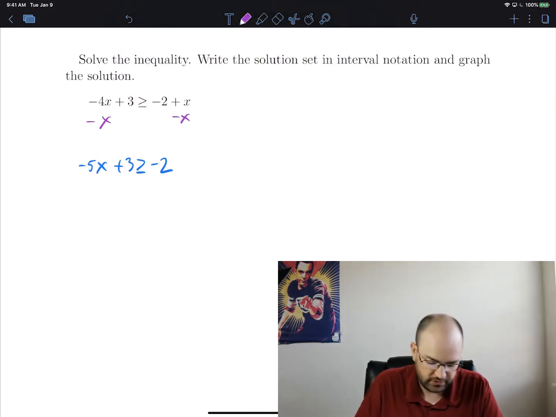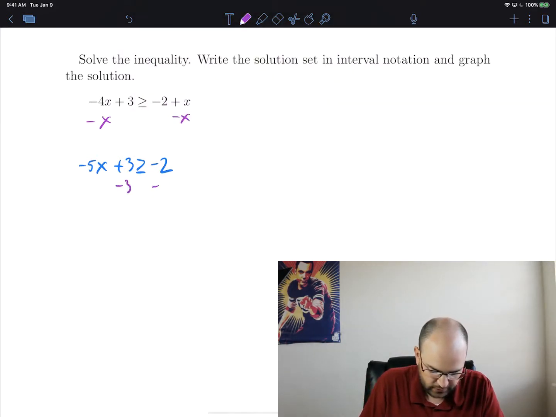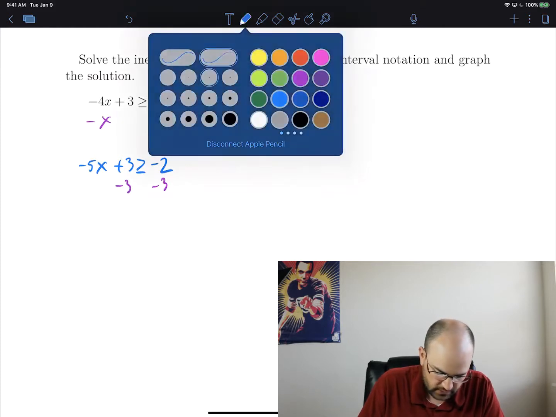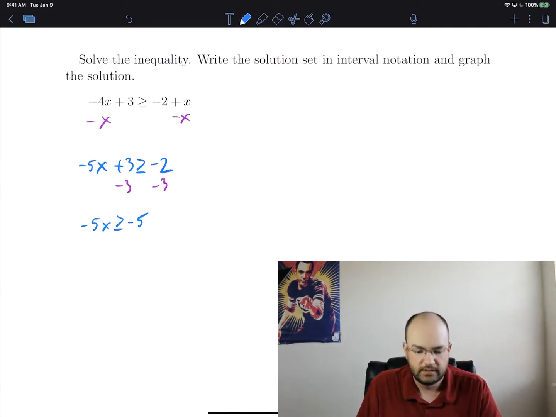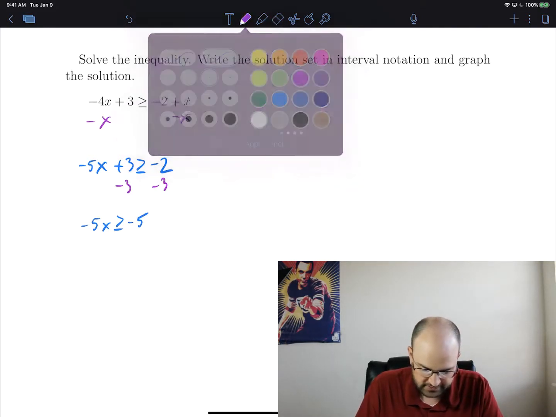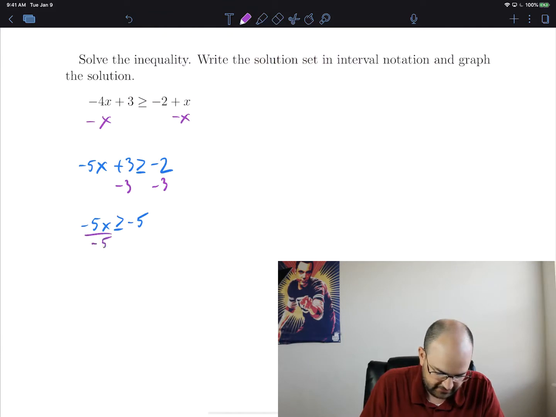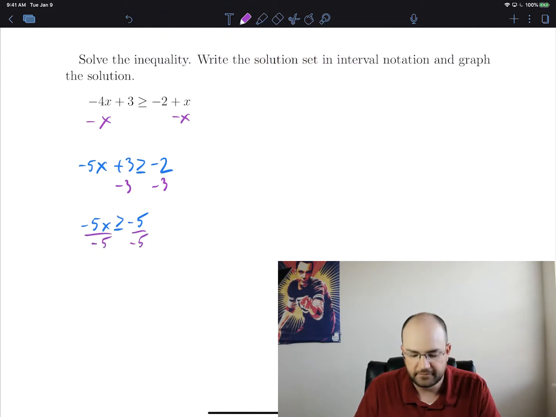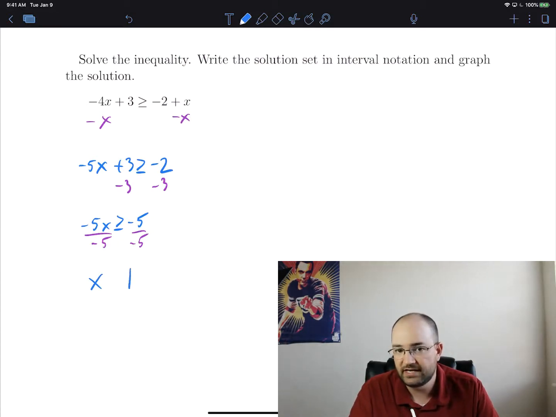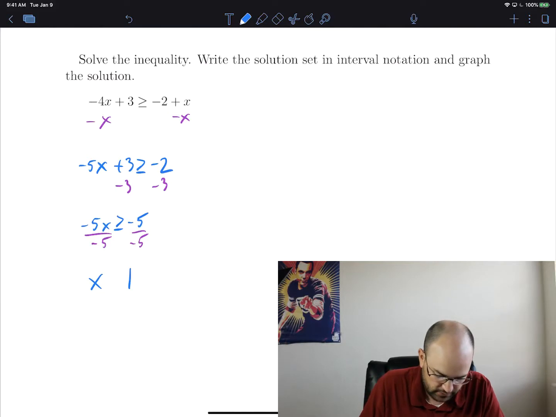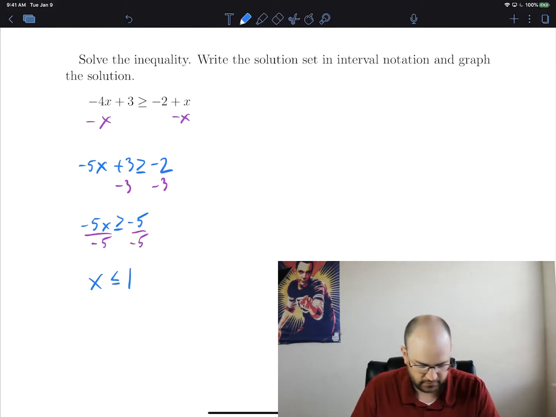The next thing I can do here is subtract 3 from both sides, which gives me negative 5x is greater than or equal to negative 5. And then, of course, divide by negative 5, because that's the number in front of x. And the left-hand side will be x, the right-hand side will be 1, but notice that because I'm dividing by a negative on both sides, I need to flip the direction of the arrow.